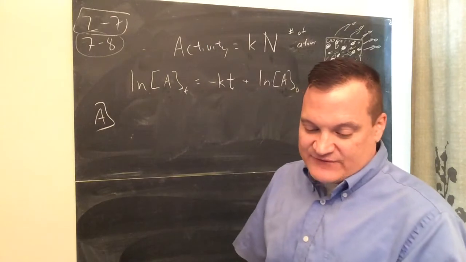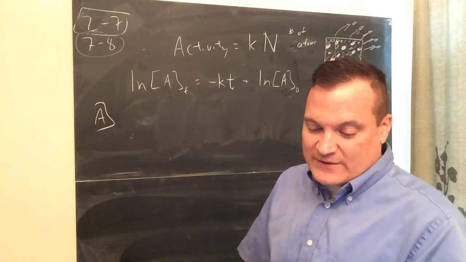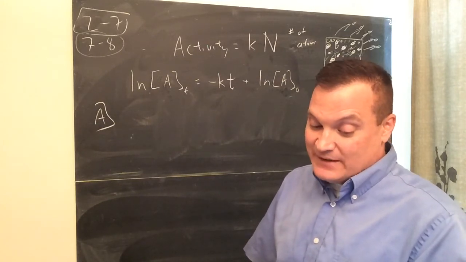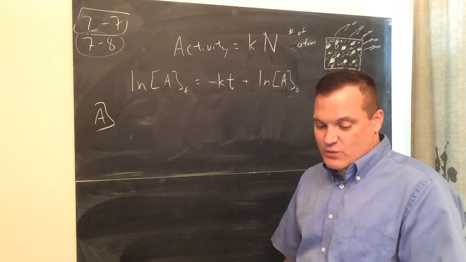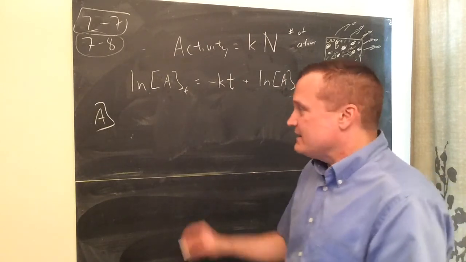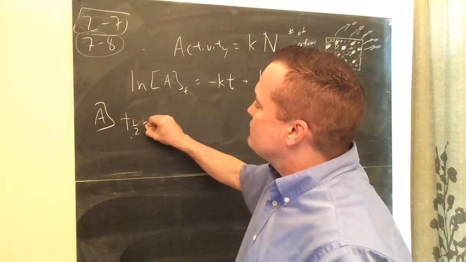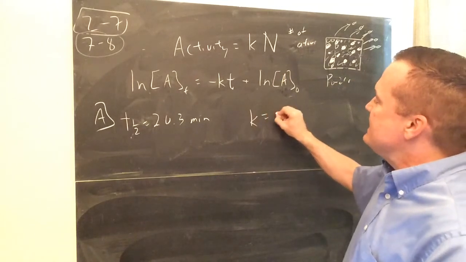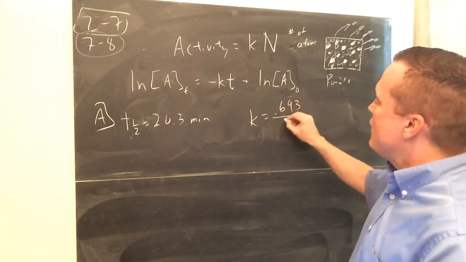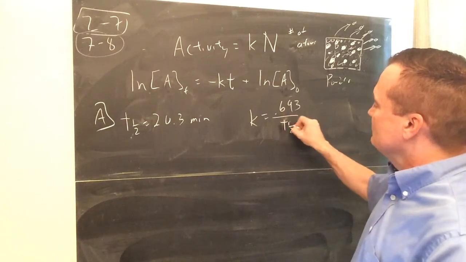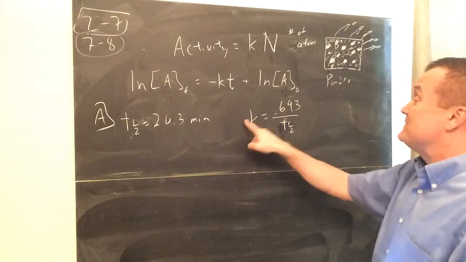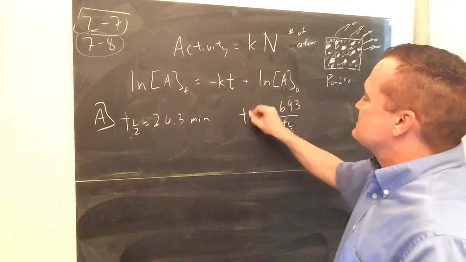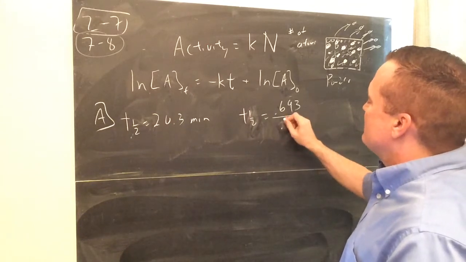Letter A says, a 45-gram sample of carbon-11 is measured for an experiment. How many grams of carbon-11 will remain in 55 minutes? The half-life is 20.3 minutes. Now, if I know the half-life is 20.3 minutes, one of the first things I should do is find k. k is 0.693 over half-life, or half-life is 0.693 over k. In fact, they're both true. This is the way it is on the AP sheet: 0.693 over k is the half-life.